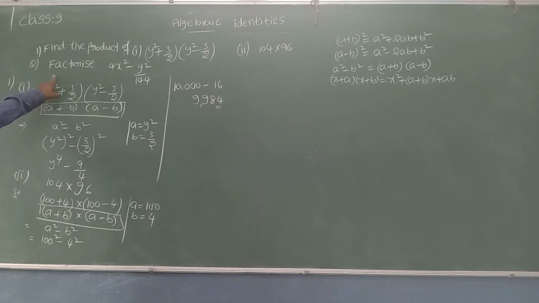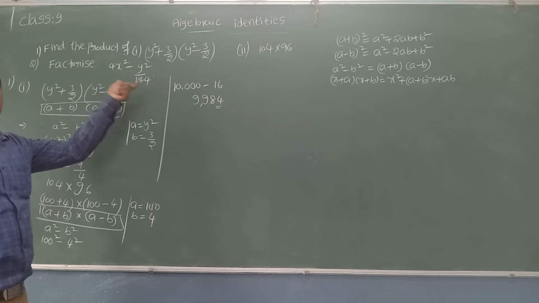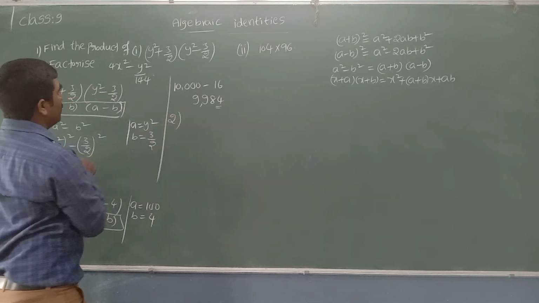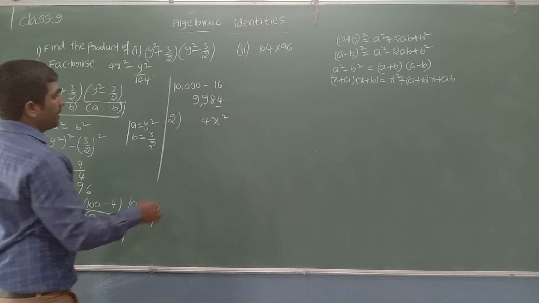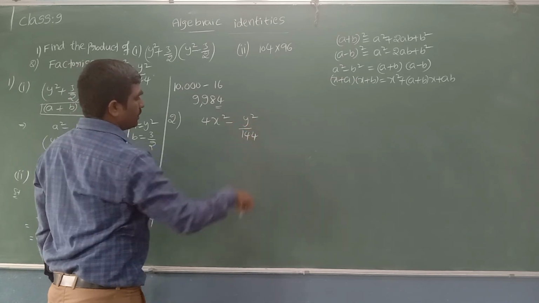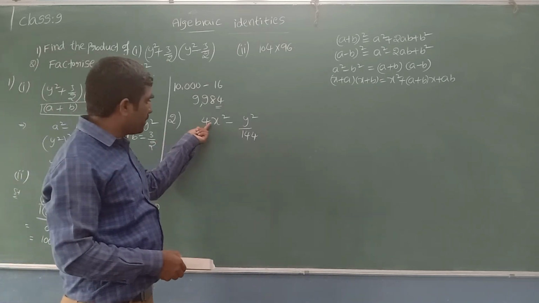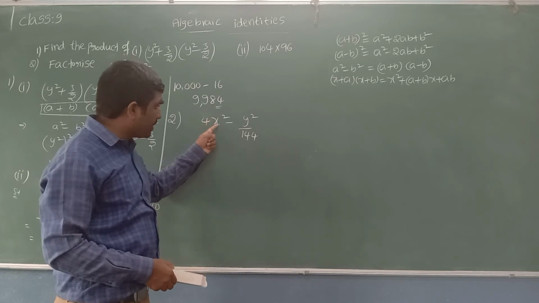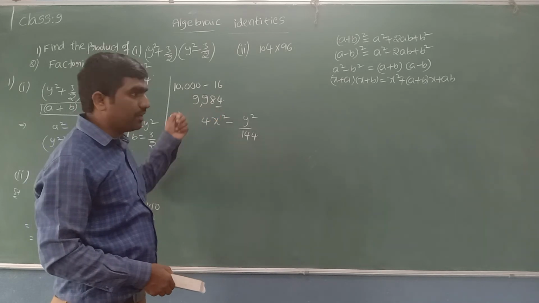Second bit, factorize. What is meant by factorize? The given algebraic expression we have to express into product of terms. 4x square minus y square by 144. Now tell me, it is like which identity? 4 is the perfect square. We can write 2 square. So 2 square x square together we can write 2x whole square, where I can see a square.